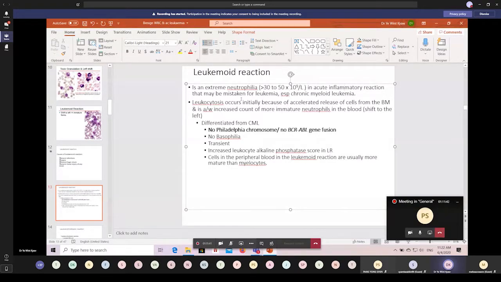So this can sometimes be confused with leukemia, especially chronic myeloid leukemia, because the counts are usually not much different. But acute leukemia is quite easy to differentiate because the count is more than 100, very much increased, and the cells you see in the blood are mostly immature cells. Here you can see leukocytosis, an increase in WBC count, as well as more immature neutrophils. You go shift to the left.